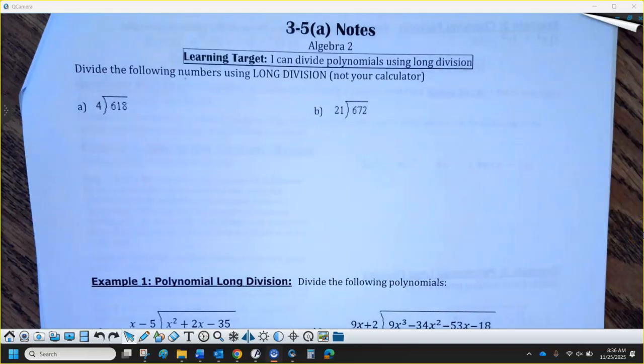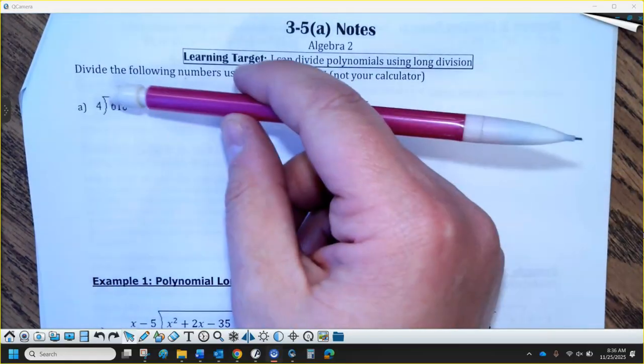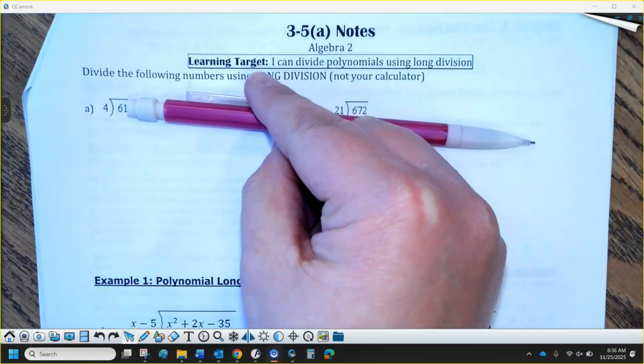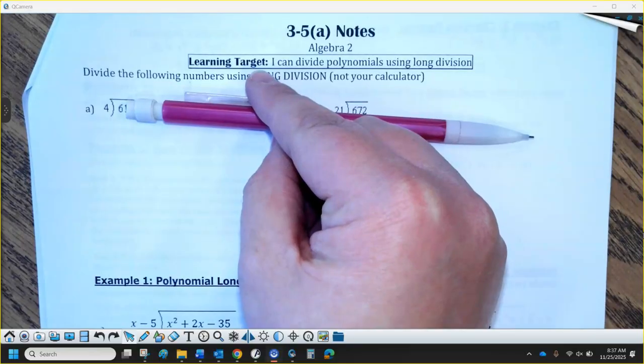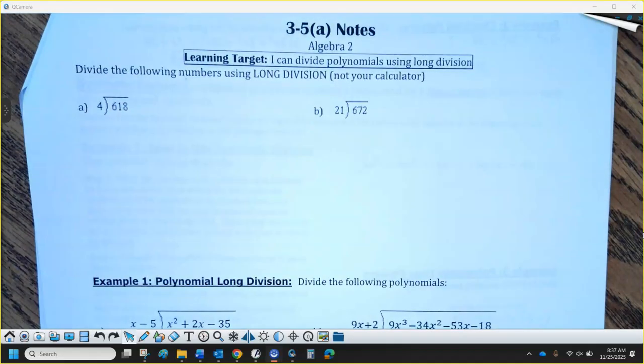See if this sounds familiar to you. So, I'm going to divide 4 into 618 by hand, not with my calculator. Okay, so do you guys remember doing this? You look at the first digit and you say, how many times does 4 go into 6? Does that sound familiar? Yes, no, maybe? Okay. Let me walk you through this if you don't remember.